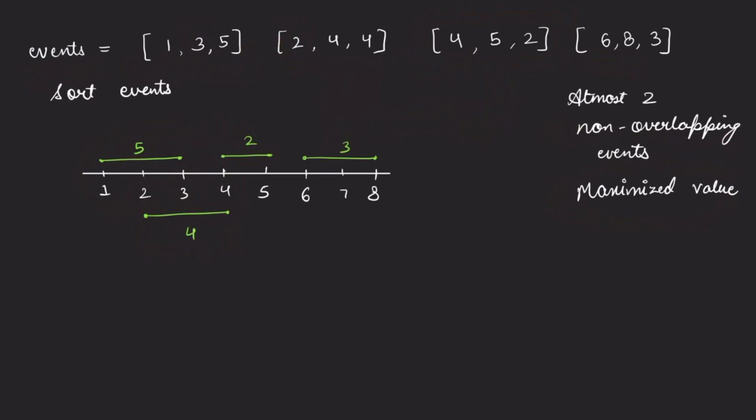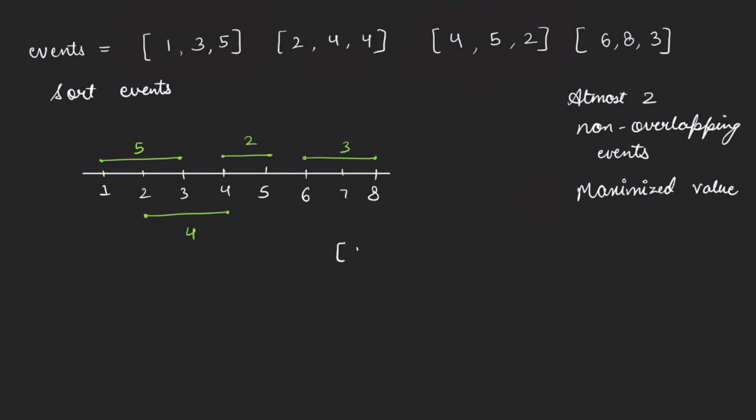Now that it is sorted, what I said was that for every event that we are considering, we will try to find an event which we have already considered, which is non-overlapping with this particular event, and what is the value that it is giving me, and whether it is my maximized value till now or not, right? So basically, first of all, you would be considering this particular event, right?